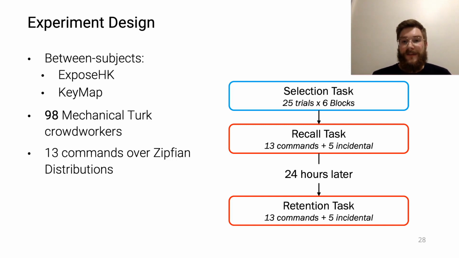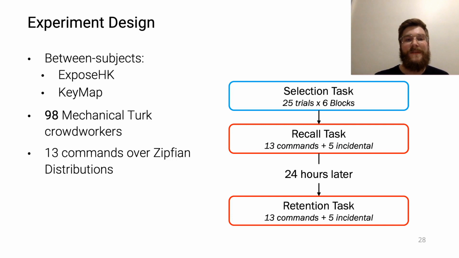In the selection task, they performed 25 trials, and they performed 6 blocks of these 25 trials. Following that, they performed a recall task where they were asked to recall all 13 commands, and then 5 commands they've never seen before to test incidental learning. After 24 hours, they came back and performed the retention task, where they did the same thing as the recall task, recalling 13 commands and then 5 incidental ones.